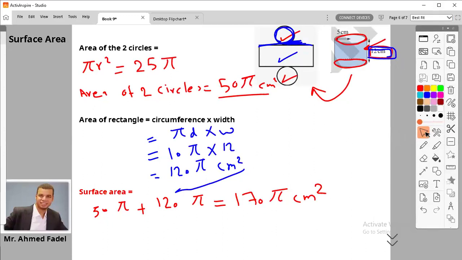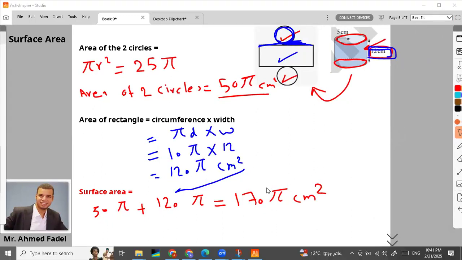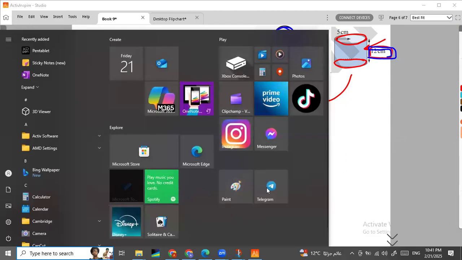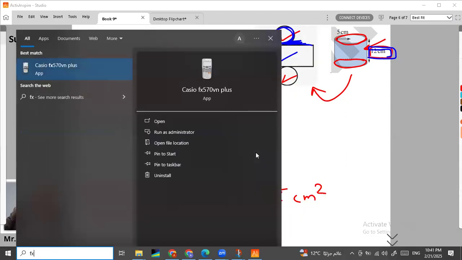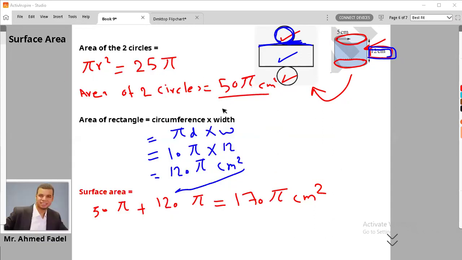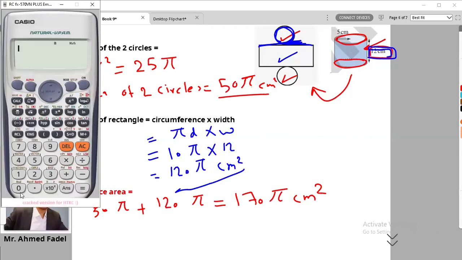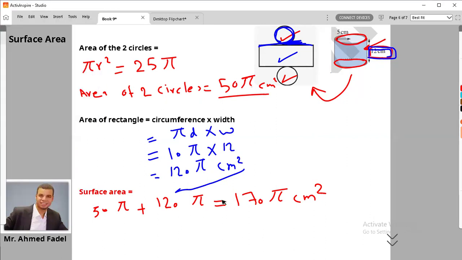Just a second. I hope that the calculator opens quickly this time. Here we go. Yes, 170. Oh, I face a problem with the calculator. I don't know why. Well, whatever. You just do 170 pi on the calculator, then you round your answer.